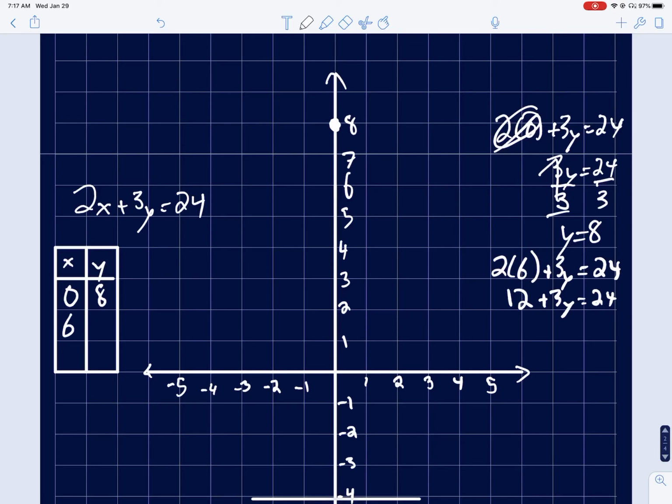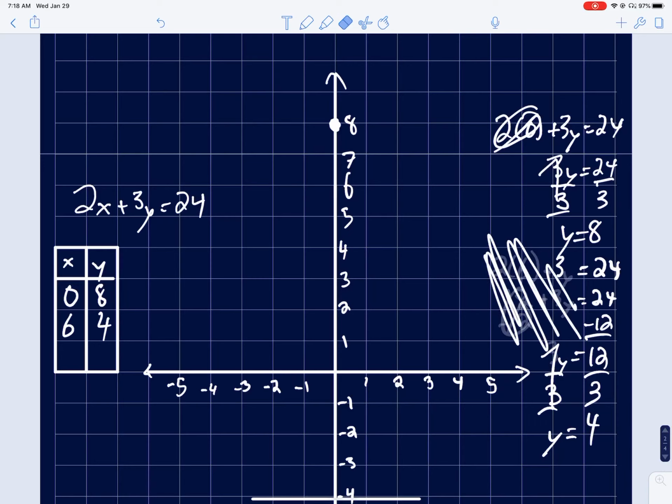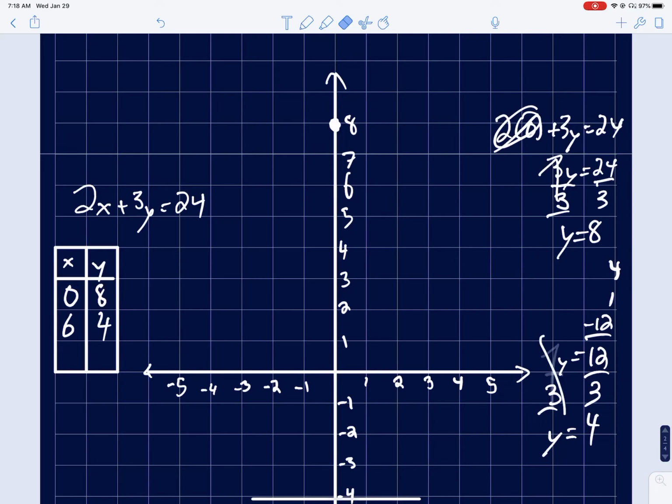Now we're at the point where this is just a two-step equation. Subtract 12 from both sides. That's 0. 3y equals 12. Divide by 3 on both sides. And we're left with y equals 4. So when x is 6, y is 4. So let's go ahead and extend this line here just a tad. We really just need to write a 6 right here because when x is 6, y is 4. So we can draw this line.